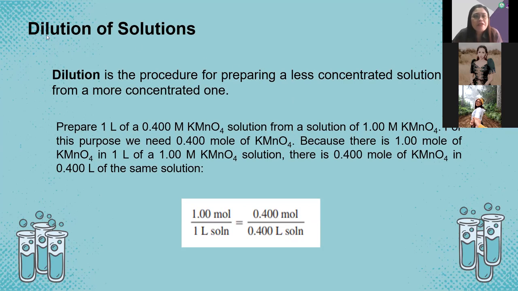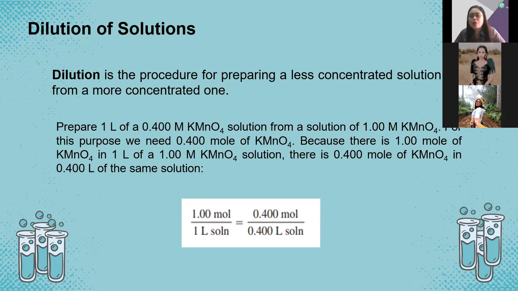Let's move on. We have here dilution of solutions. When you say dilution, class, you are making a less concentrated solution from a more concentrated one. So, for example, in our homes, I have mentioned this in the laboratory, but for the sake of the group too, when you are making a juice, for example orange juice, and then after you taste it, it is too sweet. So you are saying that the juice you prepared is very concentrated. So what are we going to do? We have to add water to make it less concentrated.